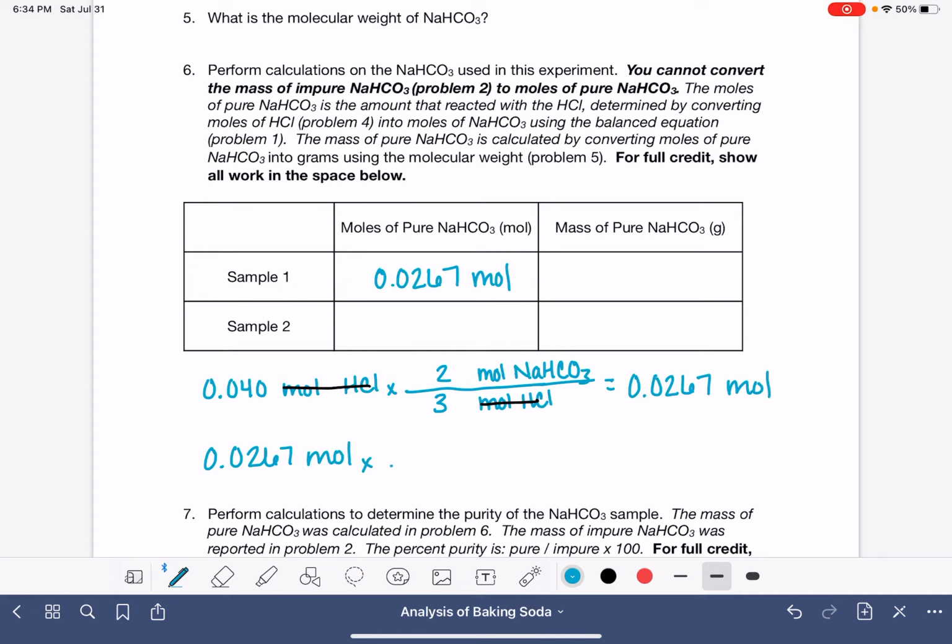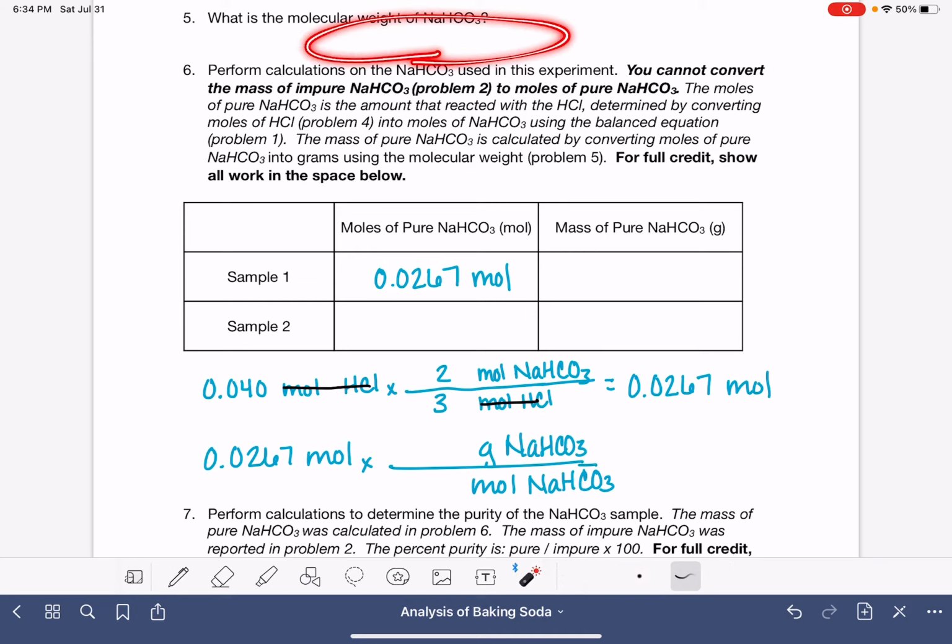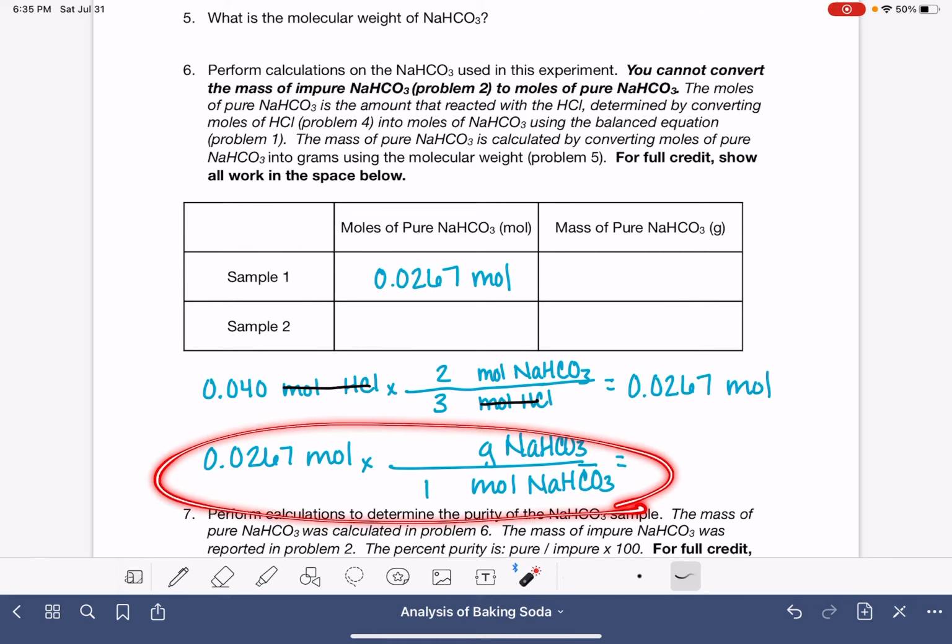Moles, we are going to multiply by the molecular weight of NaHCO3, and you have calculated the molecular weight of NaHCO3 up here in problem number 5. So that's going to go into this spot. This is just going to be a 1. And your answer here is going to be the mass of the pure NaHCO3.